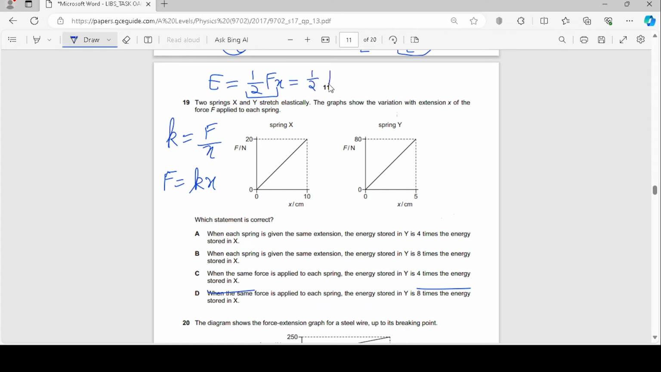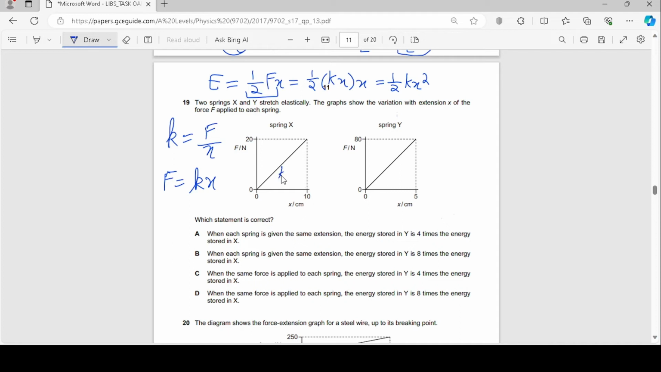Then the other thing is you could substitute kx in the place of F, so you get kx times x, so you get half kx squared. Okay, so now that we have done this, let us look through the options. When each spring is given the same extension, the energy stored in y is 4 times the energy. I suppose before I do this, it's worthwhile to also calculate the spring constant.